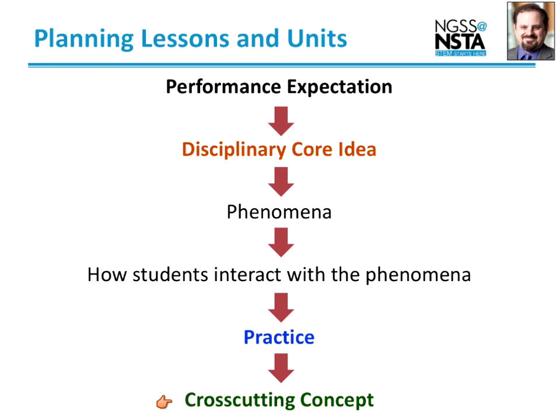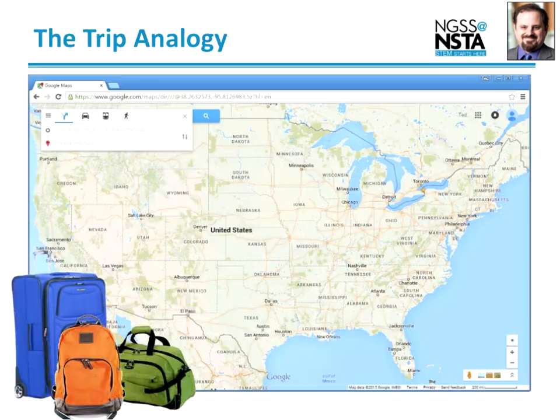So an important piece here, to quote Yogi Berra, a famous baseball player, but probably even more famous for his interesting statements, is the whole idea: if you don't know where you're going, you'll probably end up someplace else. So in order to pick out phenomena, it becomes essential that you understand the core ideas. In order to think about how students interact with that phenomena, it's important to really understand the practices. And to link the cross-cutting concepts in, you need to understand those as well.